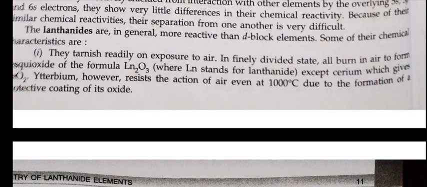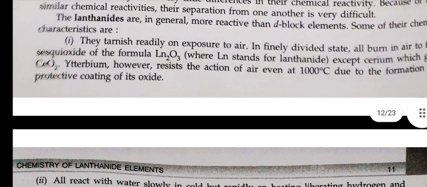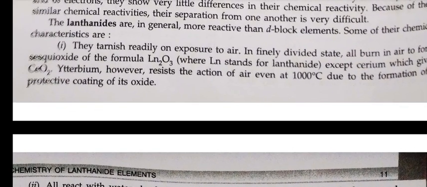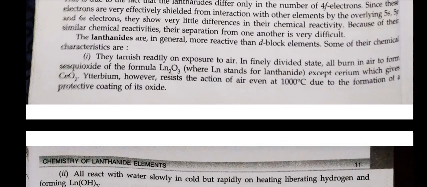The lanthanides are in general more reactive than d block elements. Some of their chemical characteristics are: first, they tarnish readily on exposure to air. In finely divided state, all burn in air to form oxides of the formula Ln2O3, where Ln stands for lanthanide, except cerium, which gives CeO2. Ytterbium, however, resists the action of air even at 1000 degrees Celsius due to formation of a protective coating of its oxide.